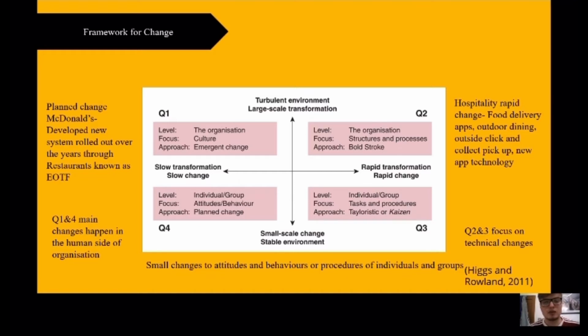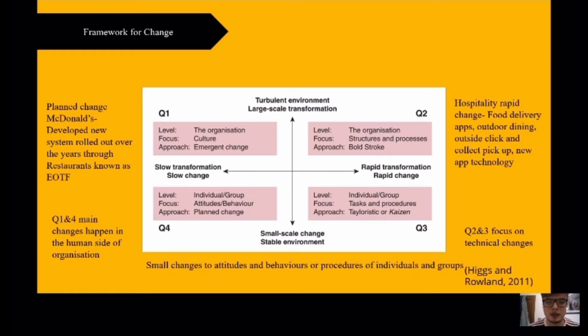Now, if you look at quadrants 2 and 3, they illustrate a very fast-paced change, which can be done on either a small scale or a large scale. If done on a small scale, the fast change would focus on tasks and procedures using a Kaizen model, focusing on the individual or group. If the change is large, it will affect the whole organization and focus on the structures and processes using a bold stroke approach. So in here, we see fast changes that happen over a much shorter period of time.